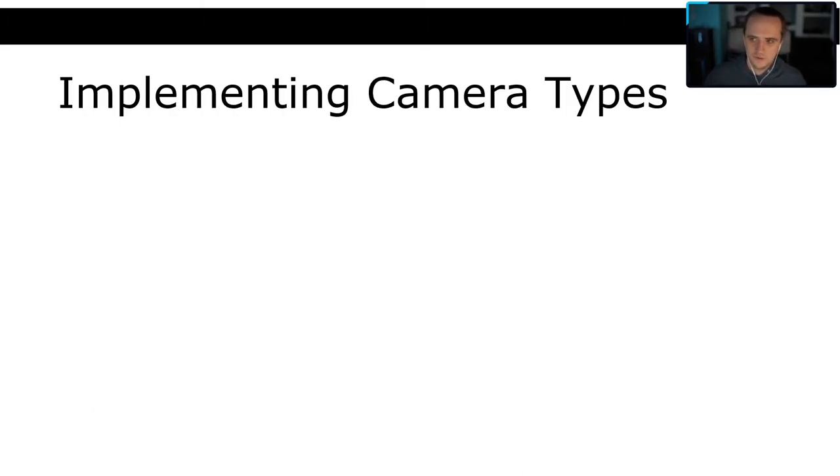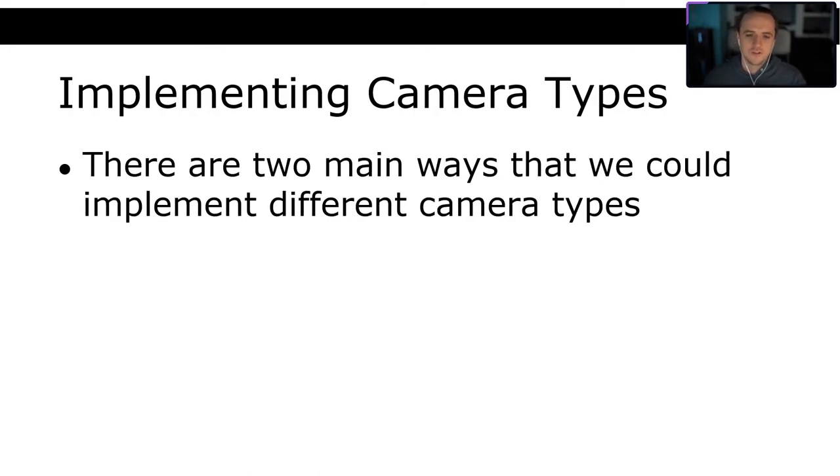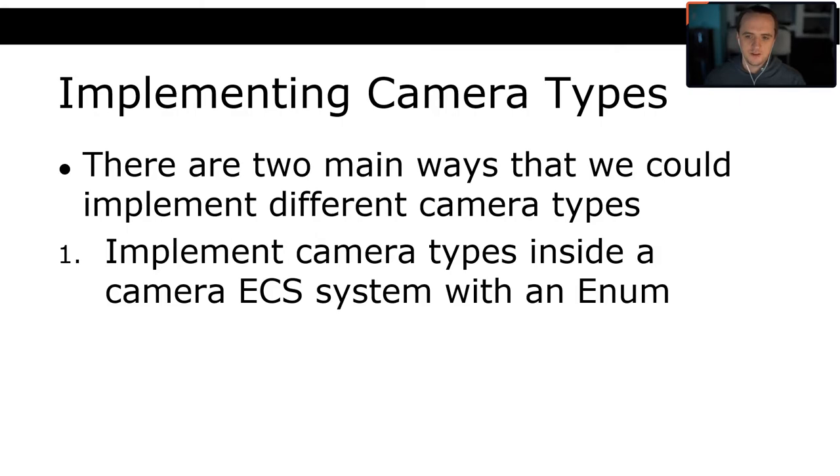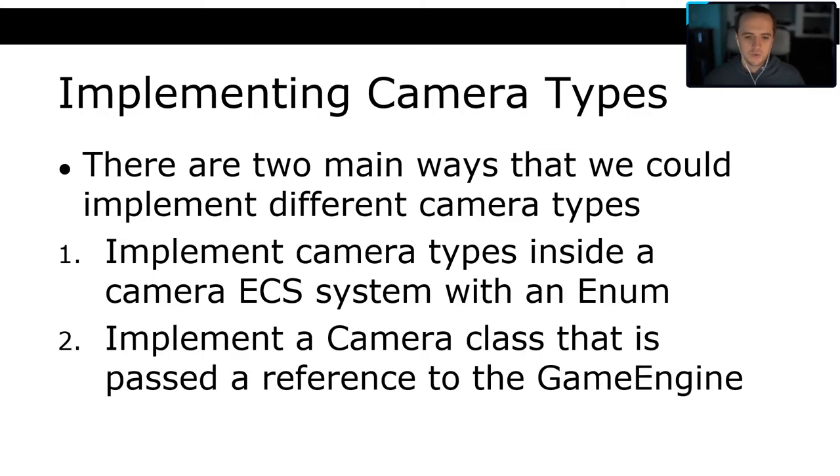So how would we implement these camera types? There are two main ways that we could implement cameras in our current system. One would be to implement the camera types inside an ECS system, and we're going to have an enum to switch between the camera types. Or we could implement a camera class that is passed via reference to the game engine. If you have something really complex in 3D, maybe you would want a camera class, so that you could take care of everything inside the camera class and handle mouse movements for changing the camera or whatever.